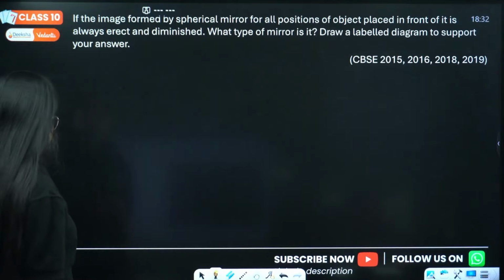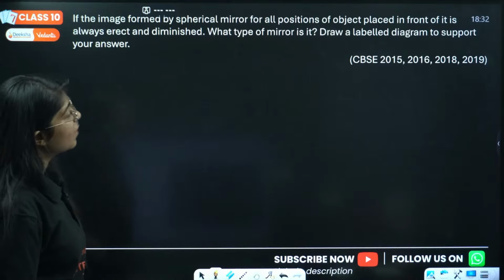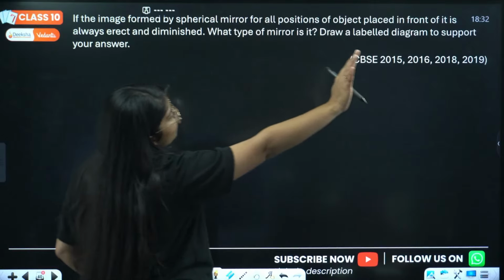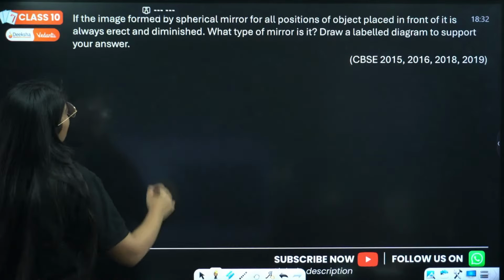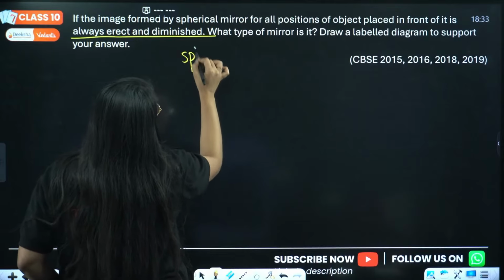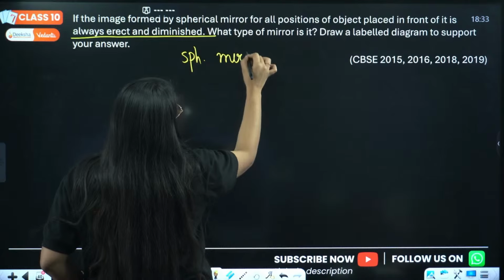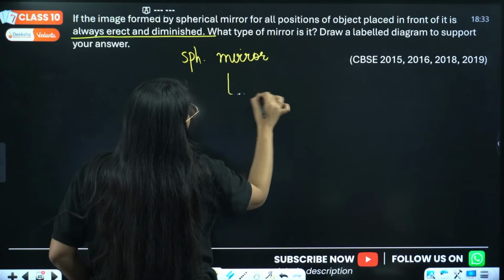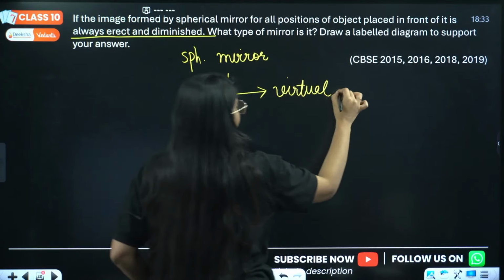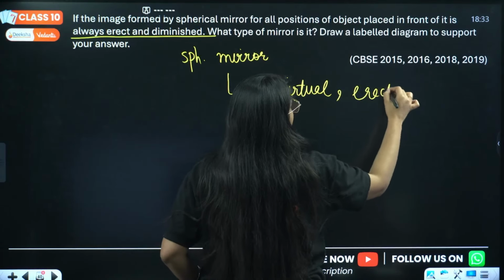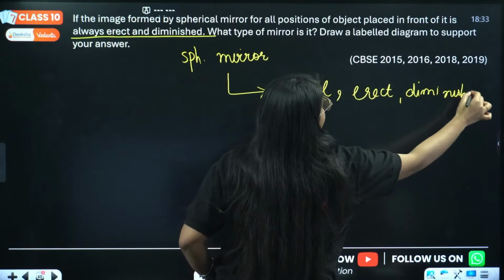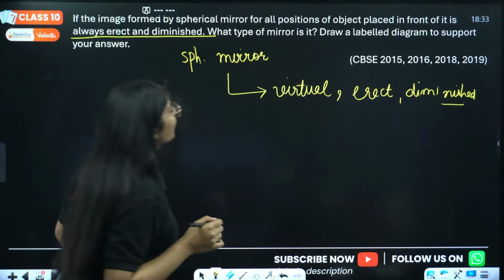Next question. If the image formed by a spherical mirror for all positions of the object placed in front of it is always erect and diminished. We have a spherical mirror and they are saying that it is always forming erect and diminished images. I added virtual by myself.